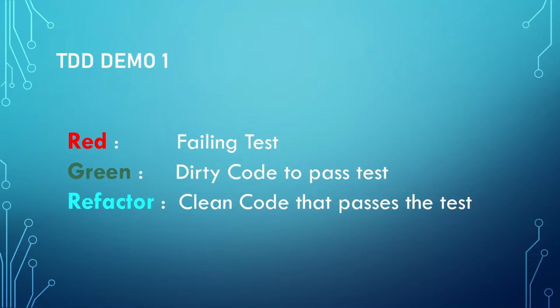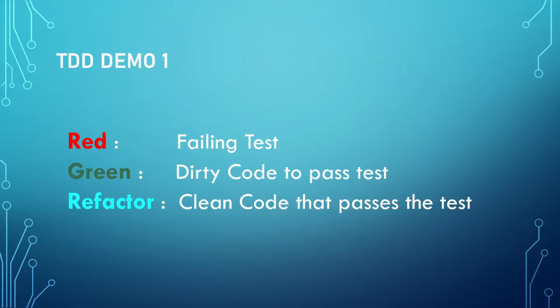The first principle of test-driven development: you start by writing a failing test, and that is the red phase. Then you write the minimum amount of code needed to pass the test. Notice I put here dirty code to pass the test. Now we refactor that code once it passed the test, and the refactored code should pass the test. So now we have clean code that passes the test.